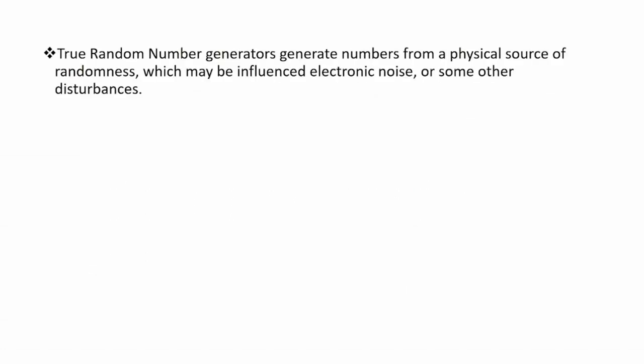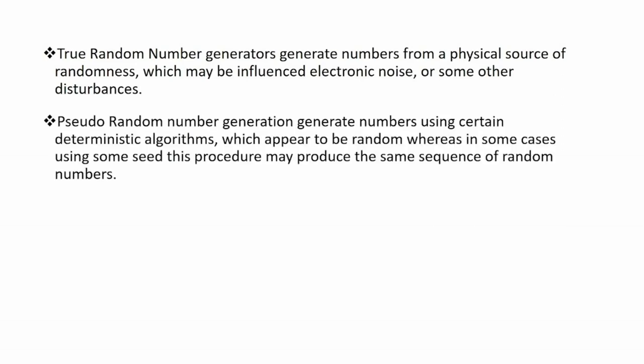True random number generation is a technique to generate numbers from a physical source of randomness, which may be influenced by electronic noise or some other disturbances. Pseudo-random number generation generates numbers using a deterministic algorithm which appears to be random, whereas in some cases, using some seed, this procedure may produce the same sequence of random numbers.